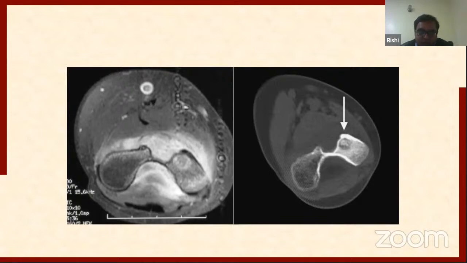CT scan can also be used to treat these lesions with CT-guided radiofrequency ablation. CT scan, as we all know, is also used in metastatic workup to look at the lungs. And sometimes we need to do CT-guided biopsies.